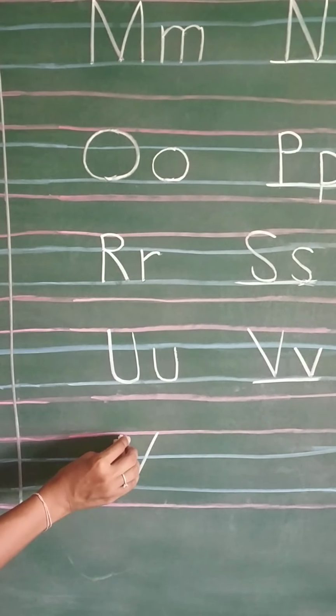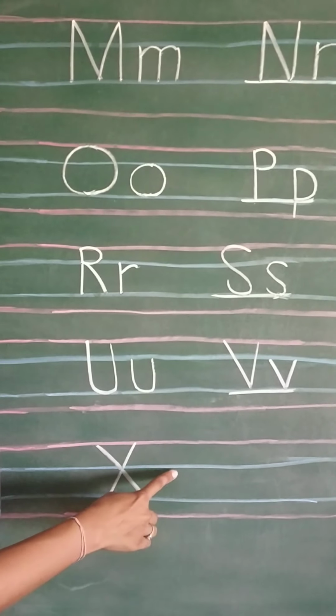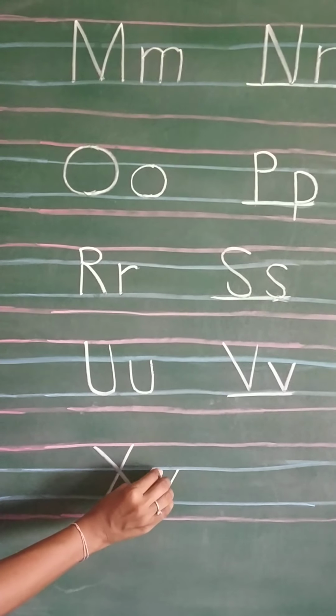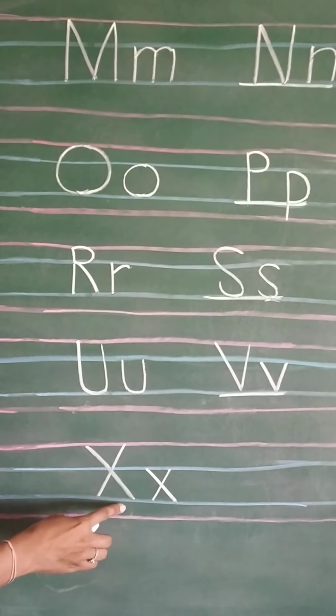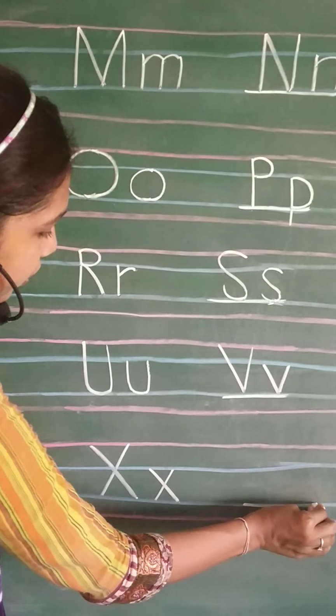Now in the next line, right here, letter X. Slant line, again slant line. This is capital X. Now small x, in which line? Blue line. Slant line, again slant line. This is small x. Now after x, which letter, children?